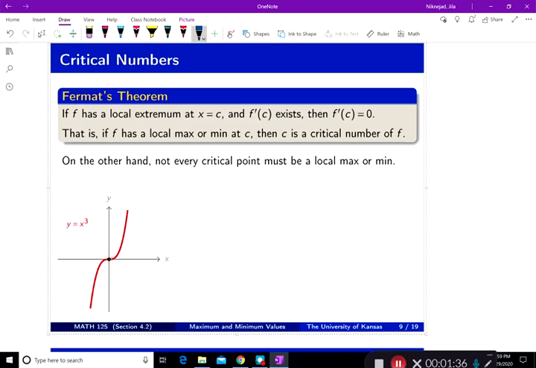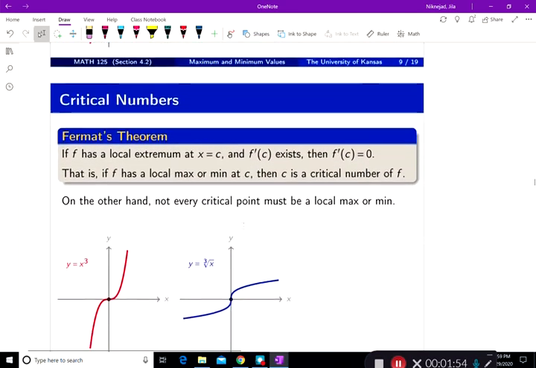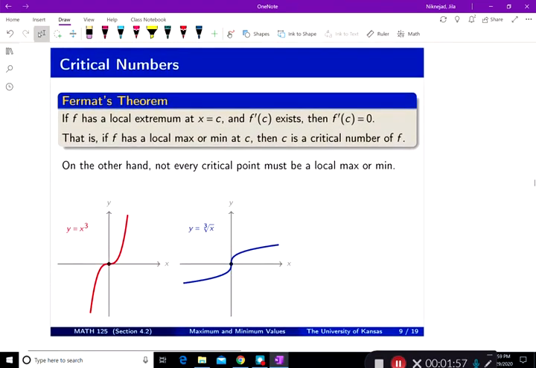Here, if you look, the tangent line is horizontal. Horizontal means f prime at c is equal to 0, but c equal to 0 does not give a local min or local max. It gives you something that is called a point of inflection. In here, this one was y equal to x cubed. This one is the cubic root of x, y equal to cubic root of x.